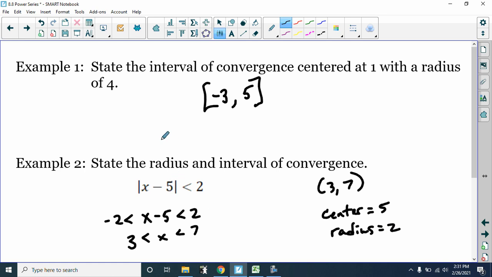So notice the center is this value right here. When it says the absolute value of x minus something, that value is the center. Center is at c, and it's going to be less than the radius, whatever this number is right here. That's our radius.